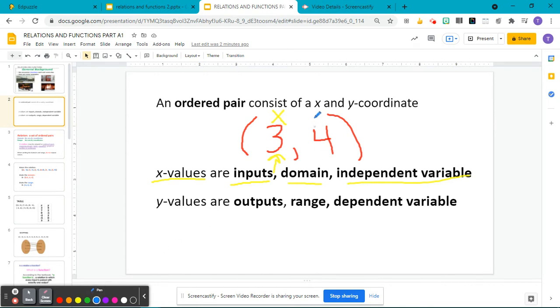Your y coordinate also has multiple names. It's the y coordinate or the y value. It's the output. It's the range. It's the dependent variable. This 4 depends on this 3, and you're going to find out why as we go through. The ordered pair consists of an x and a y coordinate, but that x and y coordinate has multiple names, and you need to be familiar with those names.